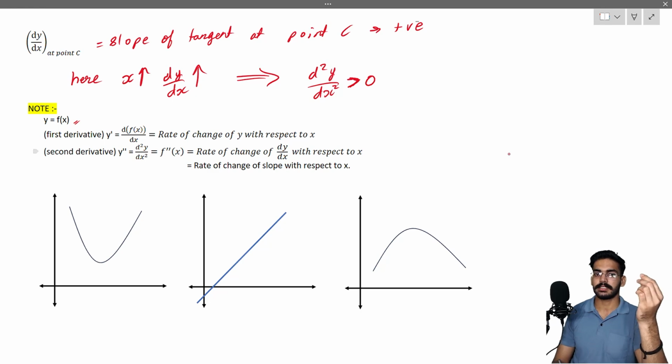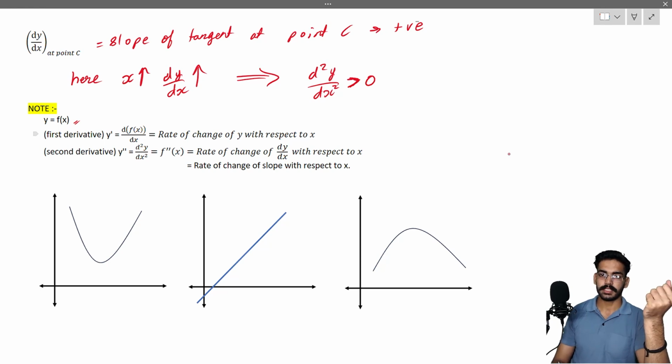If I increase the x, is dy by dx increased? Yes, then it is positive, so d2y by dx square is positive. If I increase the x and dy by dx decreases, it means d2y by dx square is negative. Here also I say, if I increase the x and y increases, then dy by dx is positive.